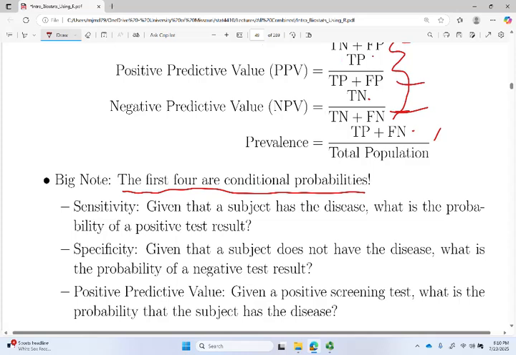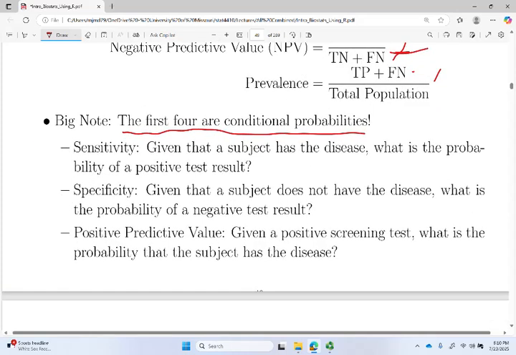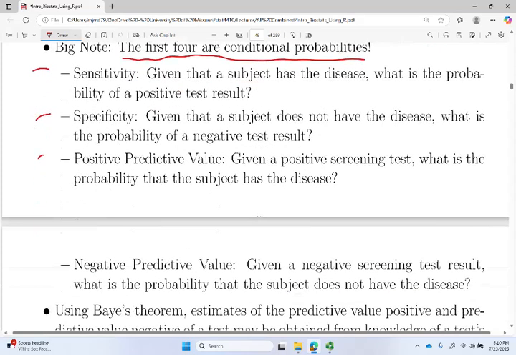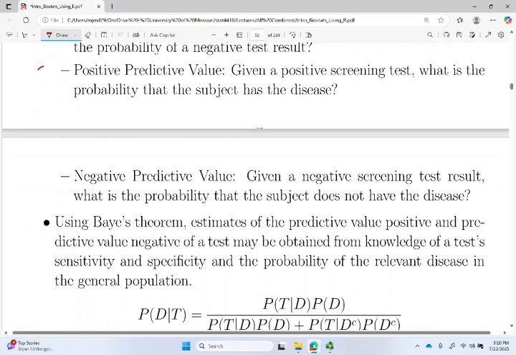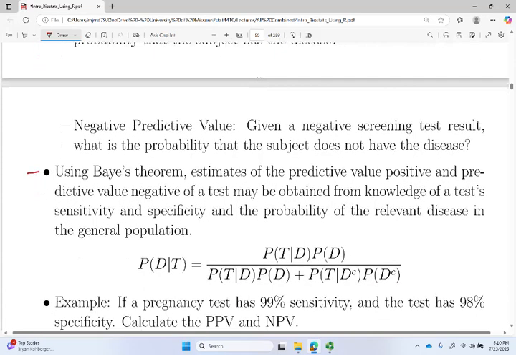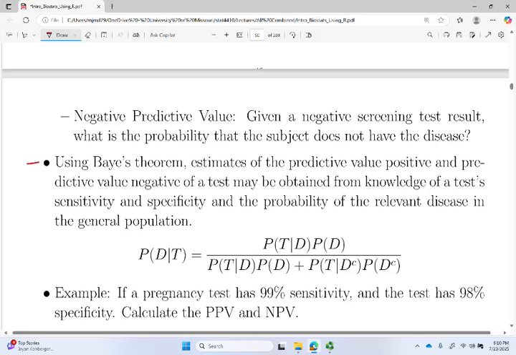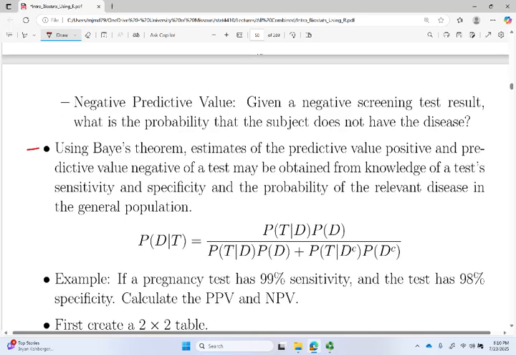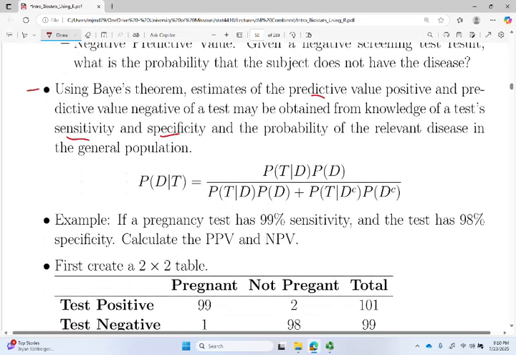So this is really misunderstood by a lot. And so these are the definitions that we just described. And we can use Bayes' theorem to help us with some calculations. And so we can estimate the positive predictive value and the negative predictive value just from sensitivity and specificity. And so those are two measures that are given in almost all of these screening tests.